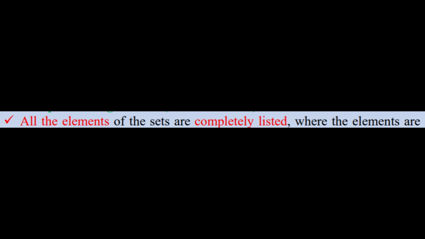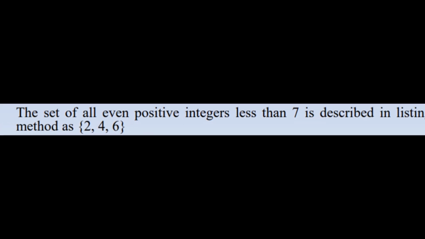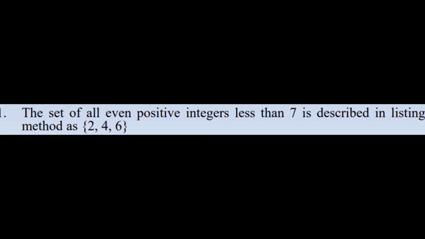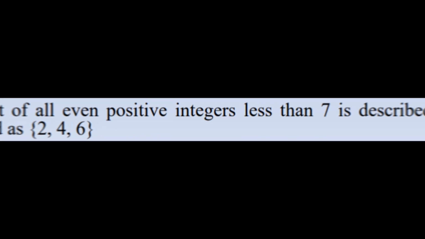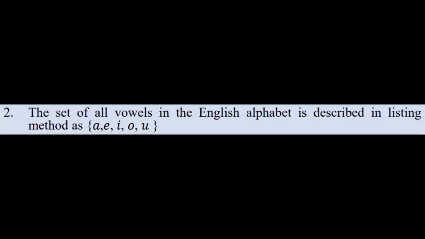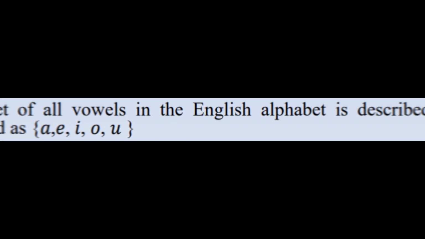B. Listing method. A. Complete listing method or roster method. All the elements of the set are completely listed, where the elements are separated by commas and are enclosed within braces. Example: The set of all even positive integers less than 7 is described in a listing method as the set containing 2, 4, 6. The set of all vowels in the English alphabet is described in a listing method as the set containing A, E, I, O, U.